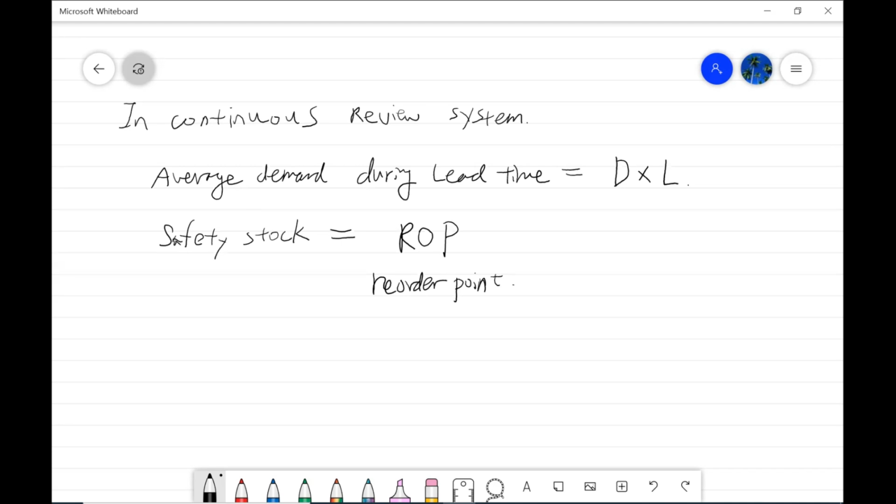And then again, get back to this formula. The safety stock amount is just the reorder point minus the average demand during the lead time, okay? So that way we can decide the proper amount of safety stock under the continuous review system. Even if you're not able to understand this, don't worry about it, because I'm just giving you this example to show how to get the proper amount of safety stock under a certain system, okay?